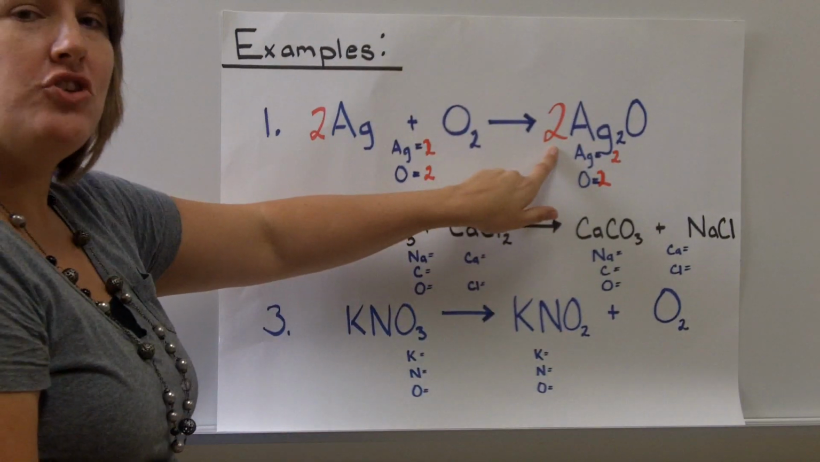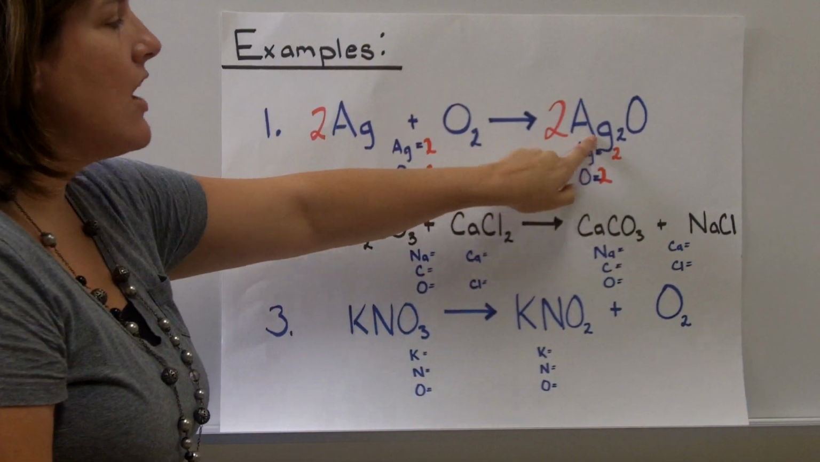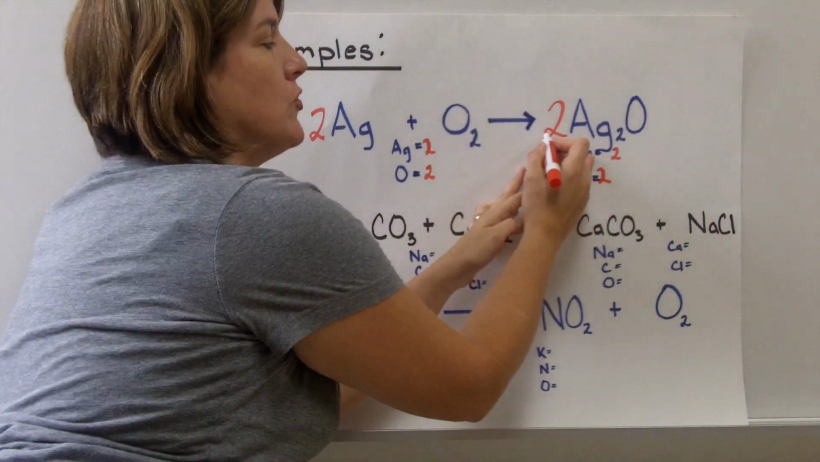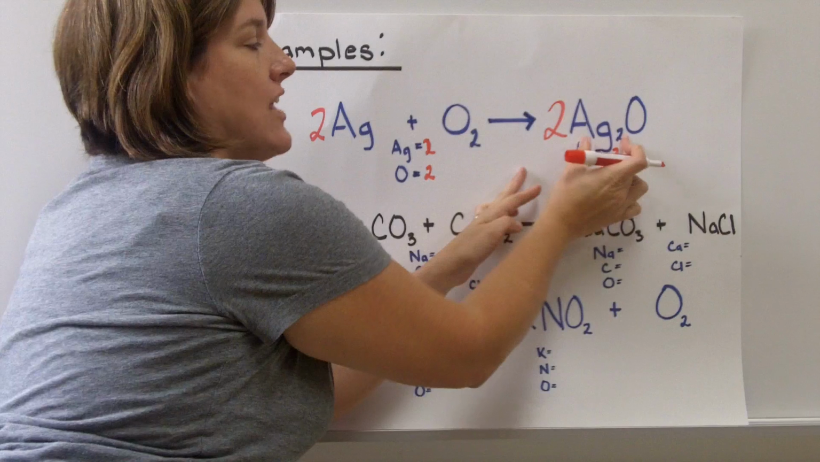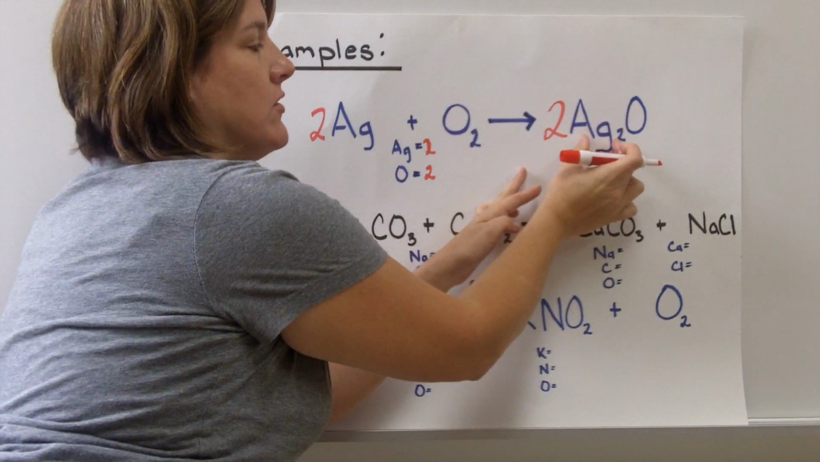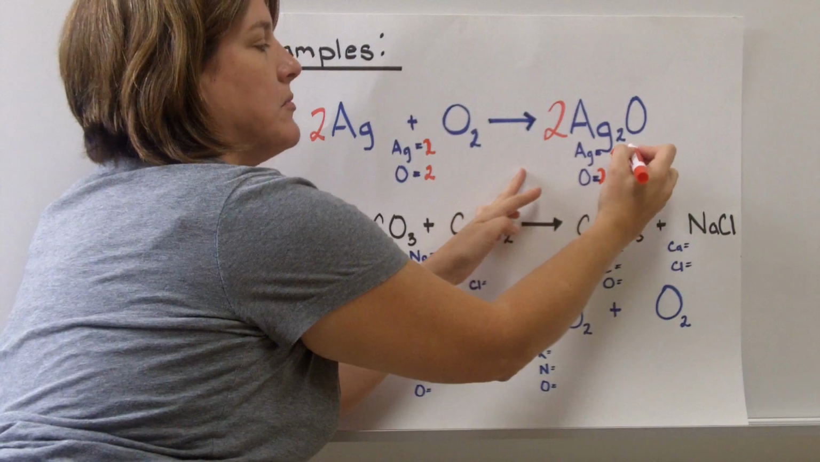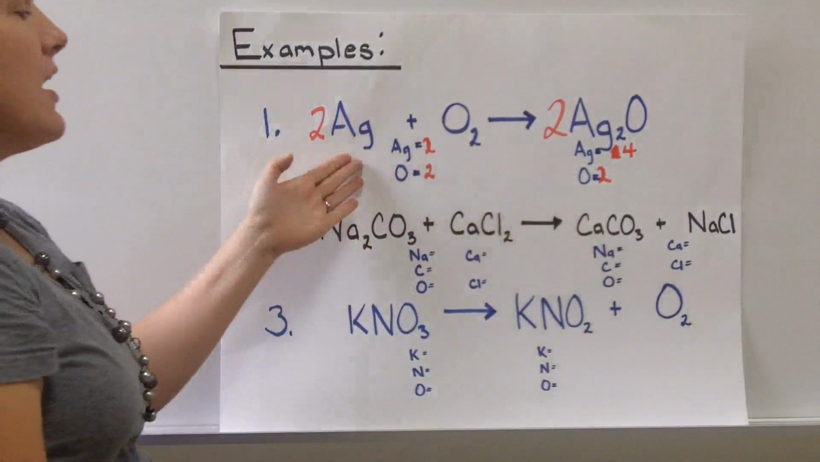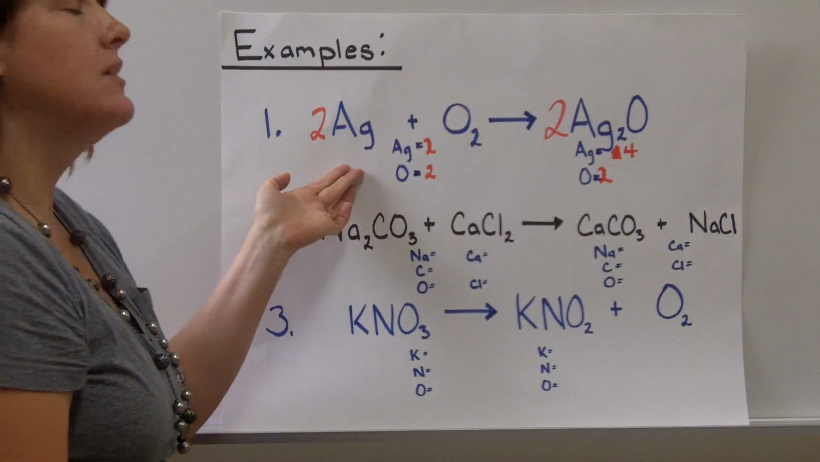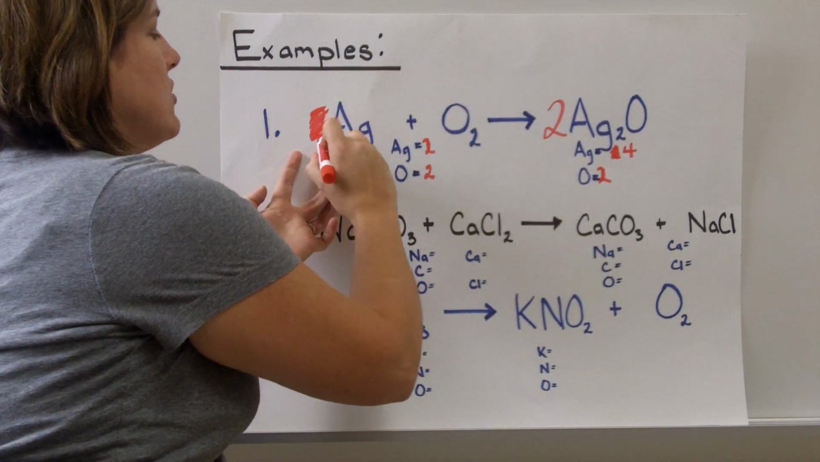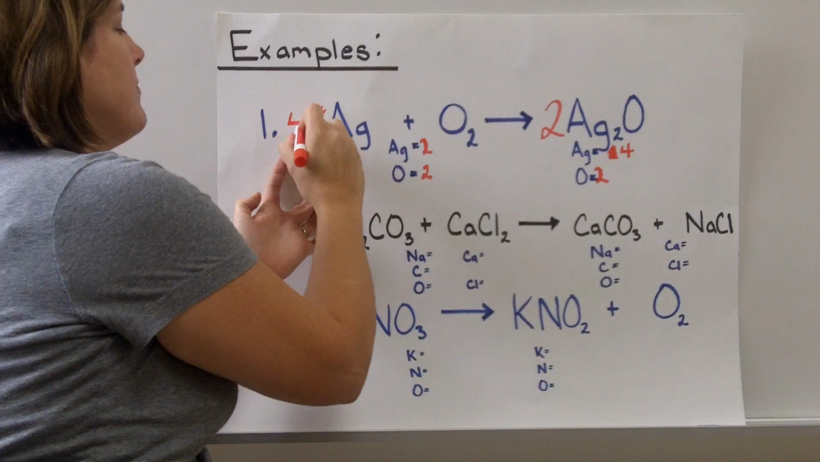When I put the 2 in front of my compounds, I change the number of atoms of silver. So now I have 2 molecules that have 2 atoms in each molecule. Therefore, that would make a total of 4 atoms of silver. So what can I do to balance this side of the equation? That's correct. We're going to have to go back and change this coefficient to 4.